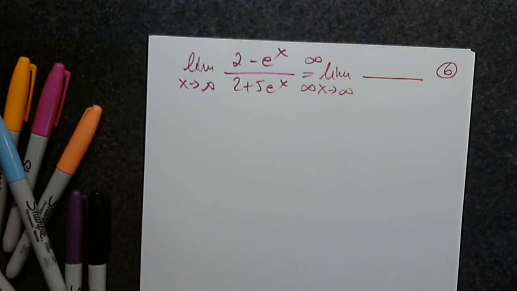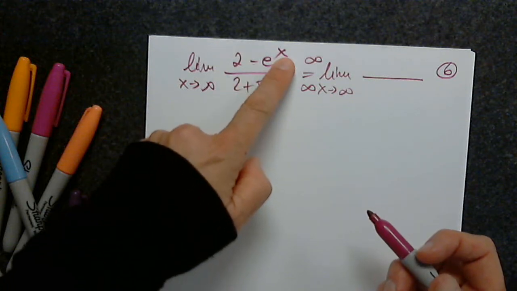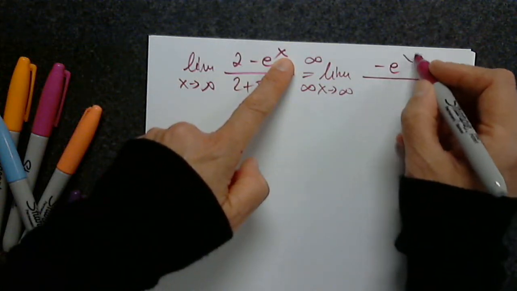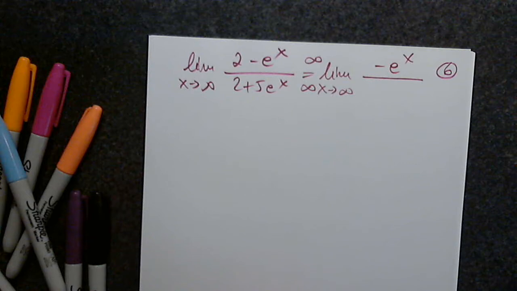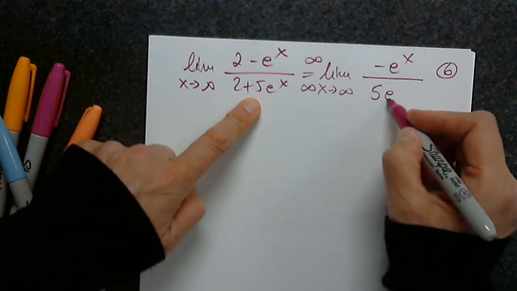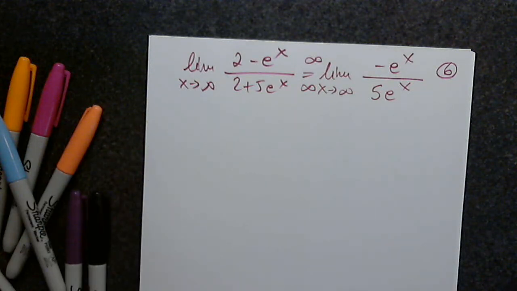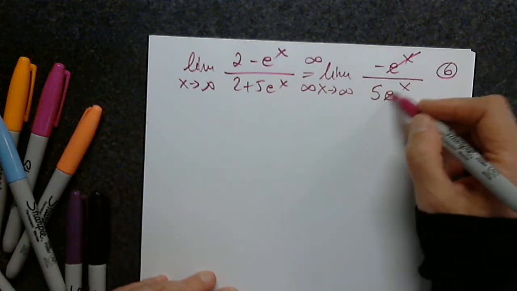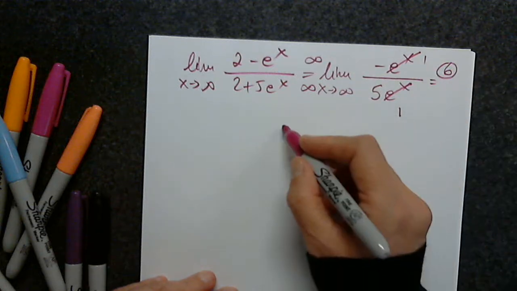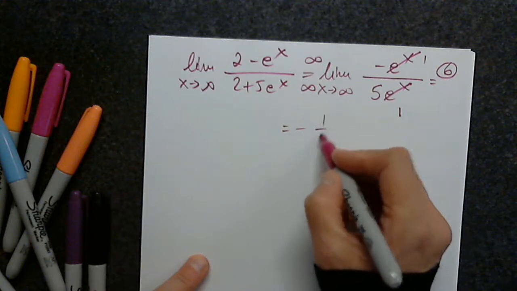So then the limit as x approaches infinity. Let's differentiate the top. When we differentiate a constant, what do we get? 0. When we differentiate negative e to the x, we get negative e to the x. When we differentiate the denominator, we get 5 e to the x. Of course, you understand why? Because 2 prime is 0, correct? And then I'm going to do this. What is the final answer? That's it.